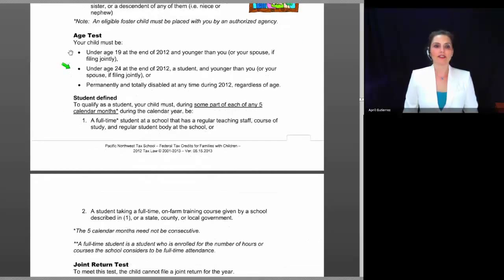Age test. Your child must be under age 19 at the end of 2012 and younger than you or your spouse if you are filing jointly, or under the age of 24 at the end of the year, a student and younger than you or your spouse if filing jointly, or the child could have been any age so long as they were permanently and totally disabled.